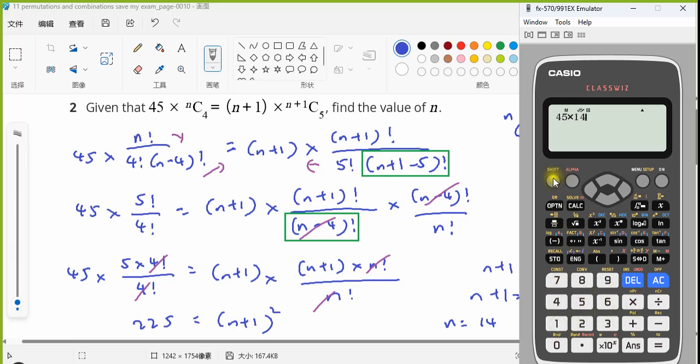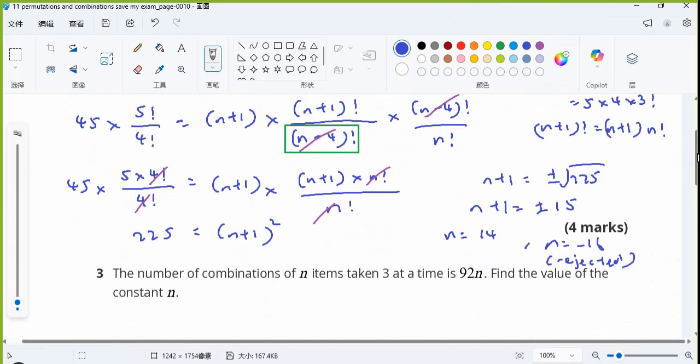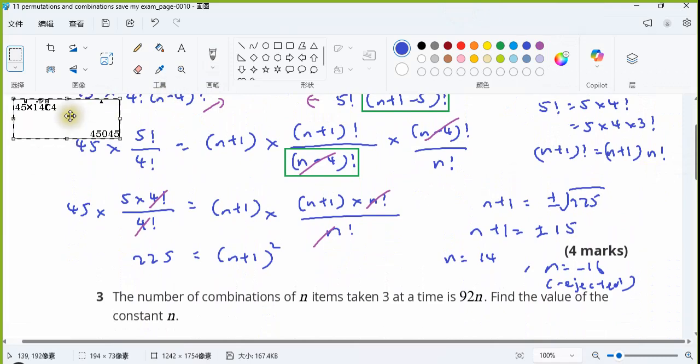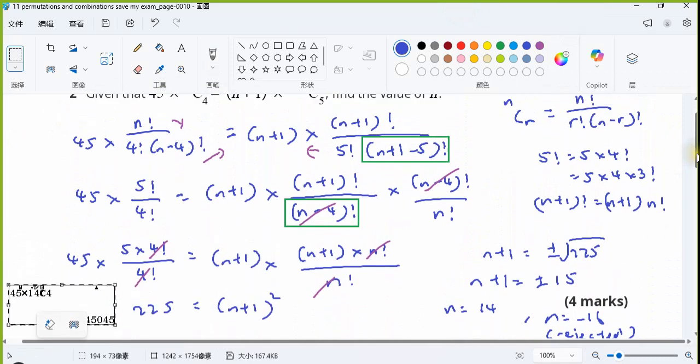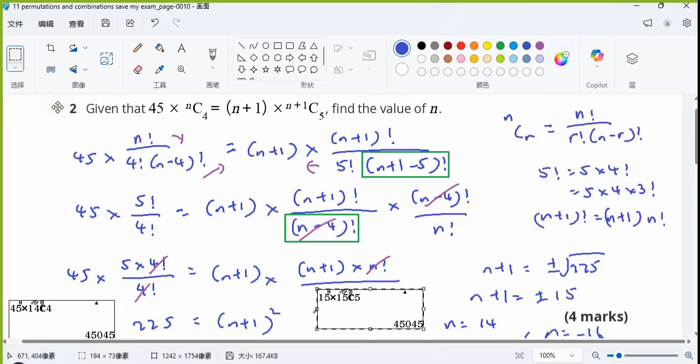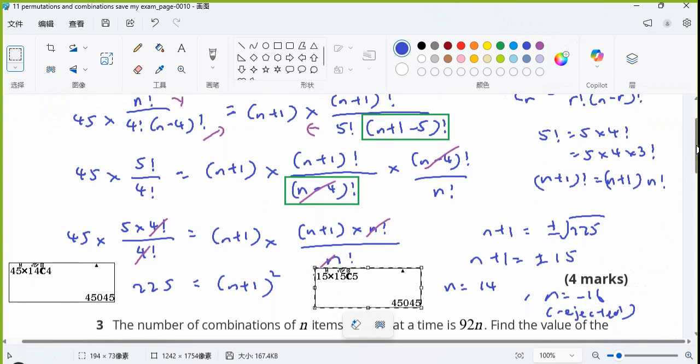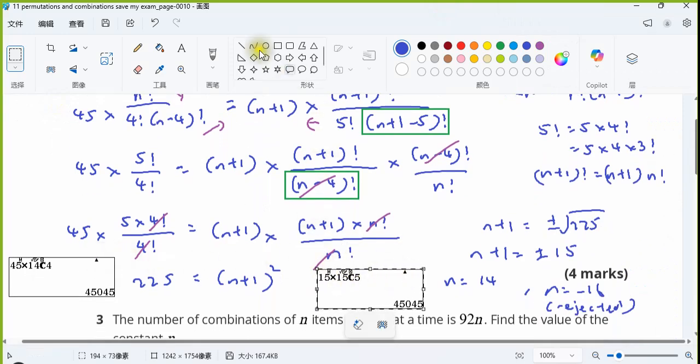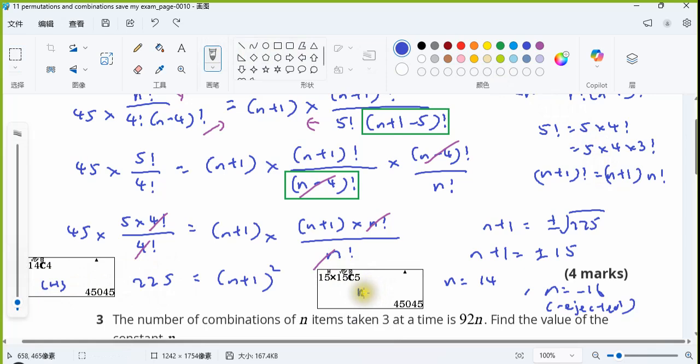45 times 14C4. Then we will have 45045. Okay. And then for the 14, then plus 1 is 15 times 15C5, then 45045 as well. So the left hand side equal to the right hand side. When we substitute the answer 14, then it's correct. So this is the left hand side, this is the right hand side. So correct. So my answer is correct.